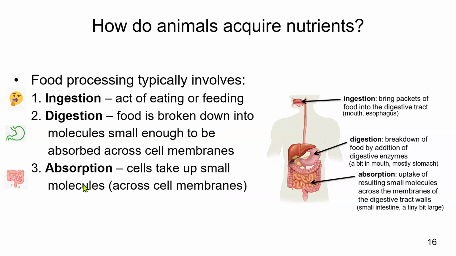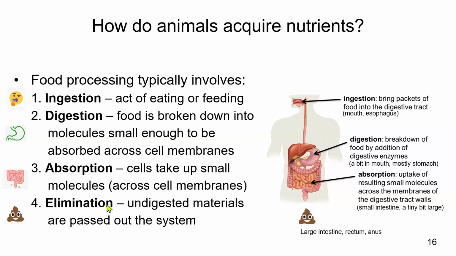Next is absorption. So this is when cells take up those small molecules now across their cell membranes. And this happens almost exclusively across the walls of the small intestine, maybe a tiny bit in the large intestine, but the large intestine for the most part is involved in elimination. So this is when undigested materials are basically packed together, have the last little bit of water removed from them, and then are removed from the body through the large intestine, rectum, and anus.